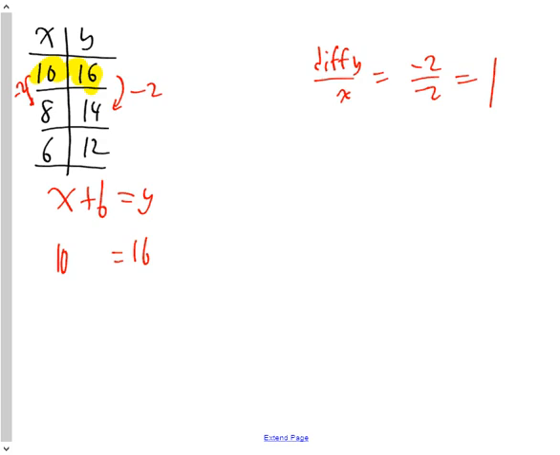And then when I look at my ordered pairs here, I'm like, oh, that makes sense. 8 plus 6 is 14. 6 plus 6 is 12. 10 plus 6 is 16. Yeah, it is. It's just x plus 6 equals the y value.